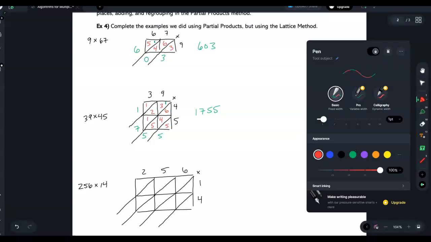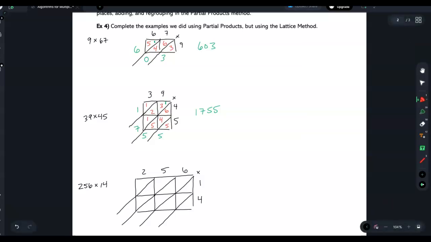And then let's do the last one. So I'm just going to go ahead and multiply, starting with the top left this time. So this box would be 2 times 1. Now 2 times 1 is 2. So what's important here is to go ahead and write a 0 in the top left half of that box.